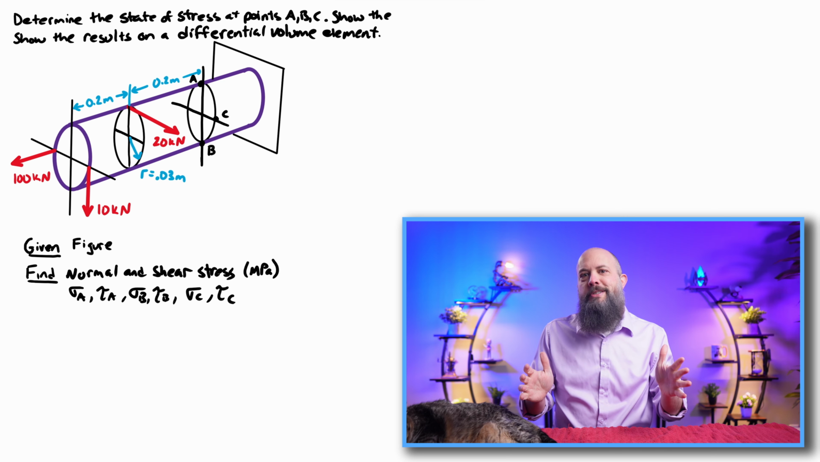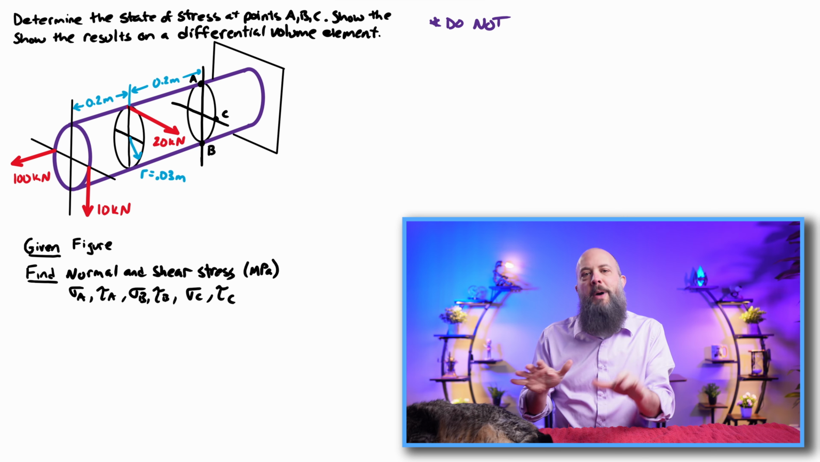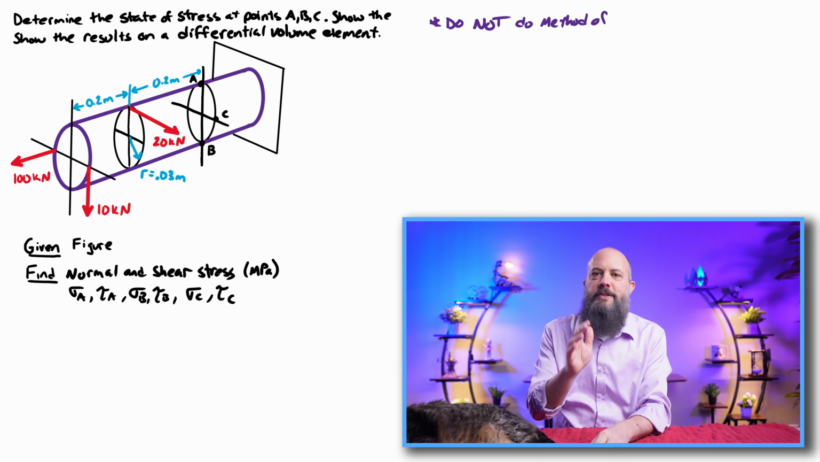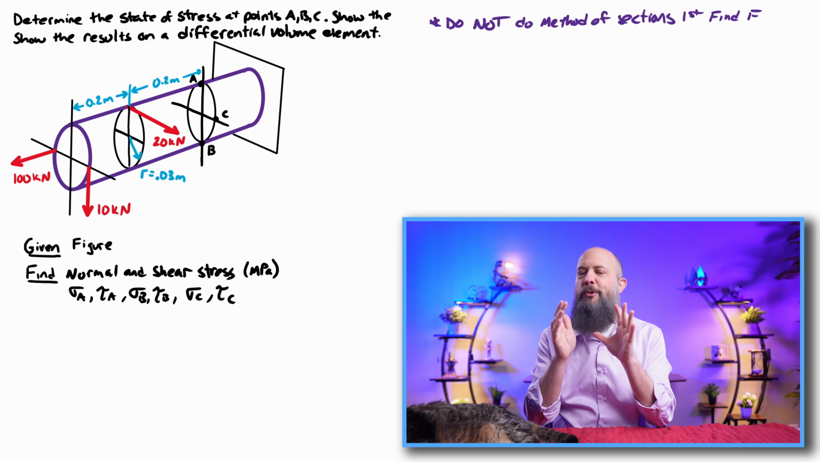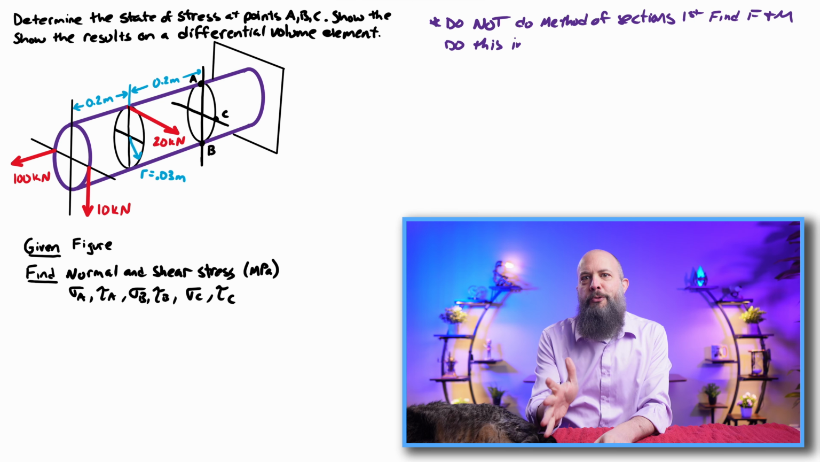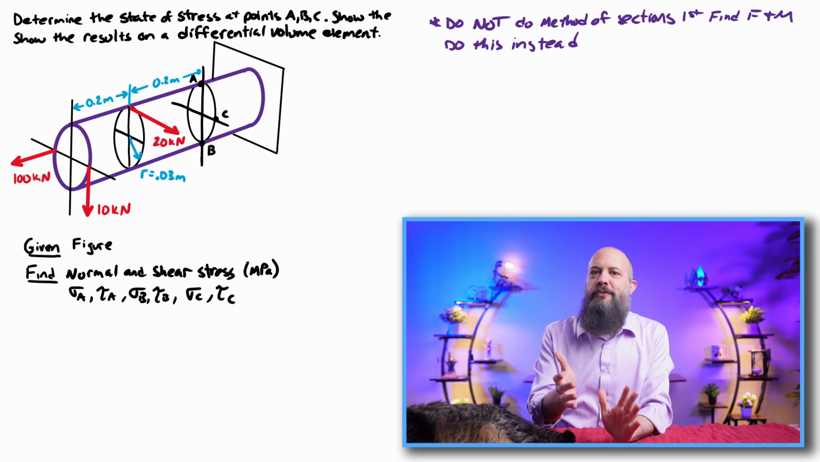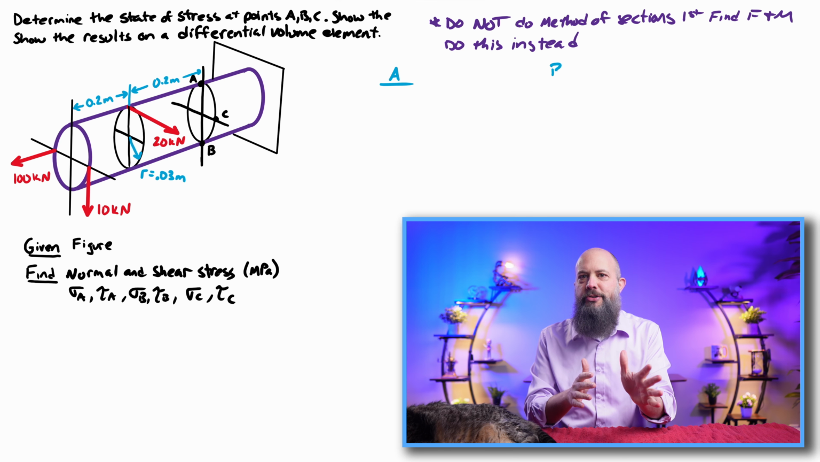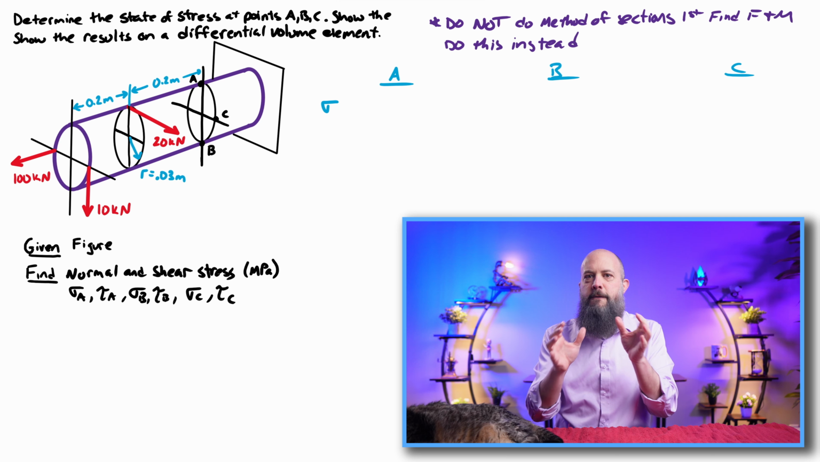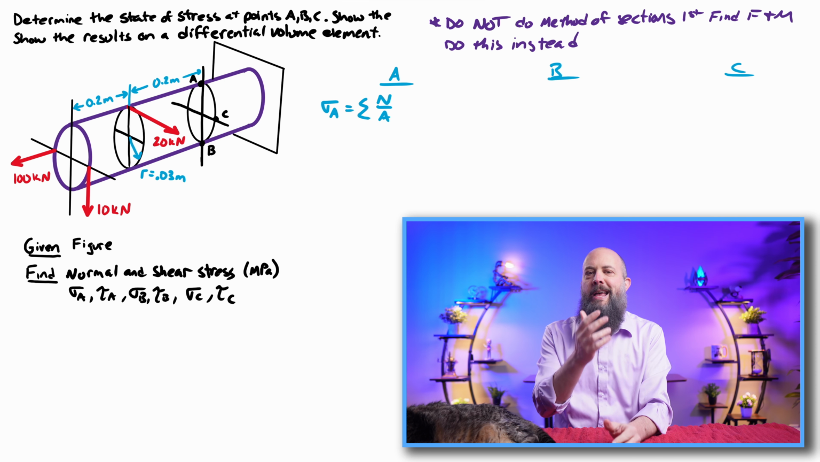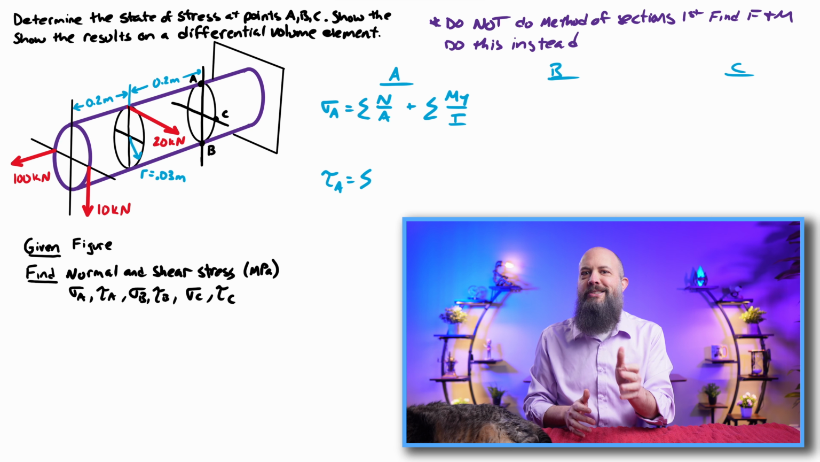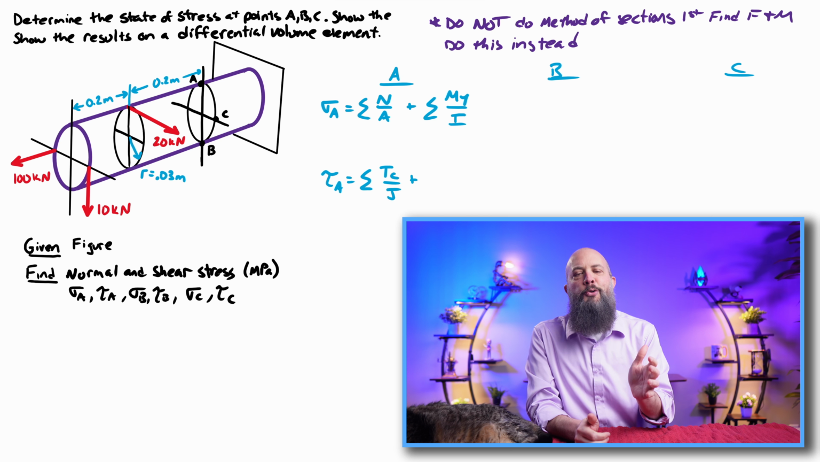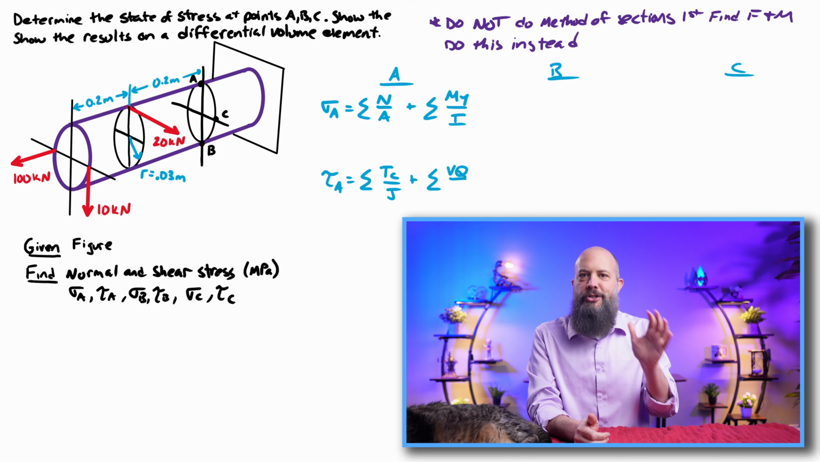Do not start the determine the state of stress combined loading problems with method of sections and finding forces and moments. I know that's probably what your textbook says, but my way is better. Start with your equations for normal stress and shear stress. This gives you just 4 terms. Your N over A is axial loading, My over I bending, Tc over J torsion, VQ over IT transverse shear.